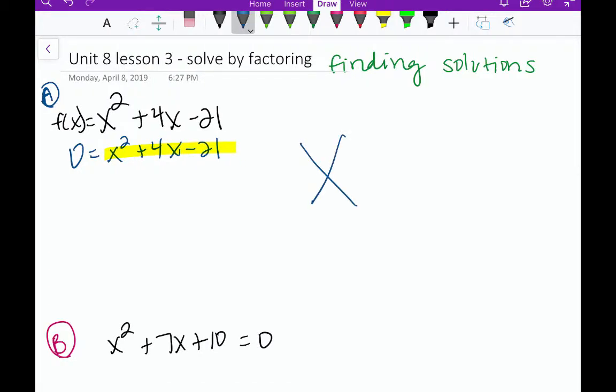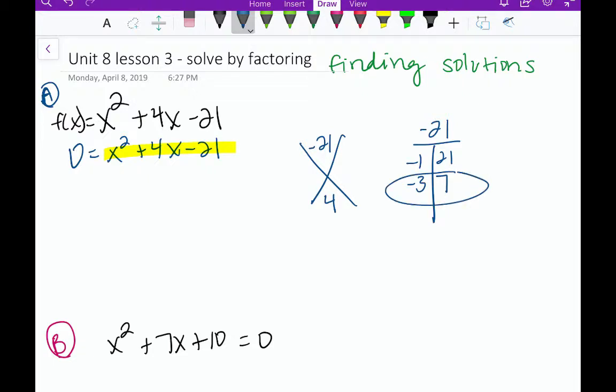So I'm going to do this: negative 21 at the top, positive 4 at the bottom. Factors of negative 21: negative 1 and 21, negative 3 and 7. I think that's it. Okay, so negative 3 plus 7 is 4. So those are my factors. Then I'm going to write my factors as x minus 3, x plus 7, and that equals 0.